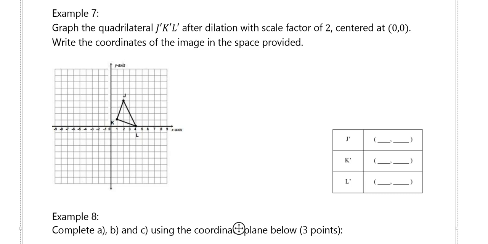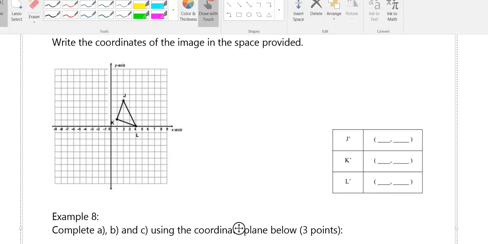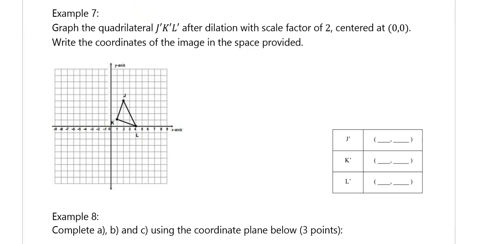Okay? So example 7 says graph the quadrilateral. That's not a quadrilateral. That's a triangle. Triangle J prime, K prime, L prime after dilation with scale factor of 2 centered at 0, 0. Okay, we don't really have to worry about where it's centered. It's always going to be centered in the same place, but this does have a scale factor of 2.